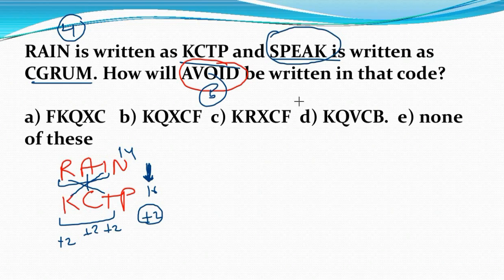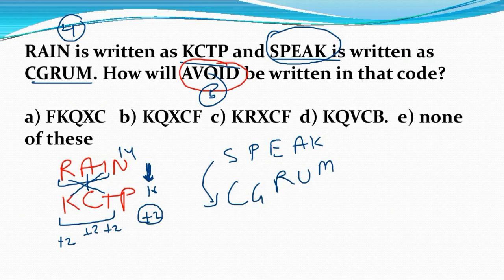So we have to check the speak. SPEAK, and the coding of speak is CGRUM. In this word, we have to check the pattern. The last letter is the same but addition of 2, and the last and the first letter is cross pattern and the addition of 2, and the S is 19 and the U is 21, and the E is 5 and the G is 7.